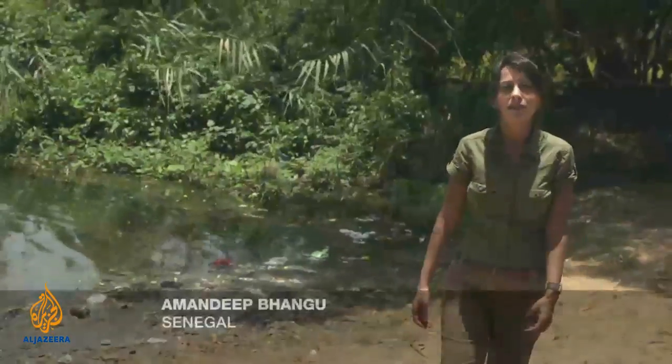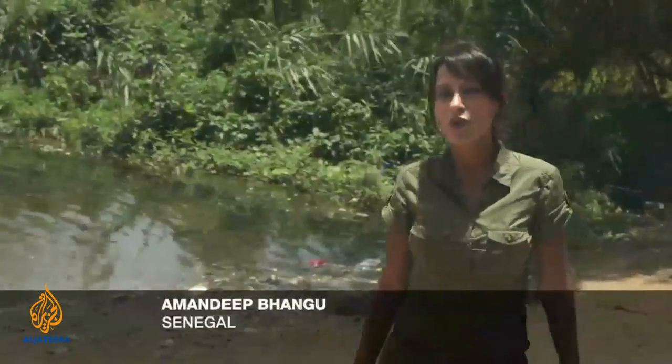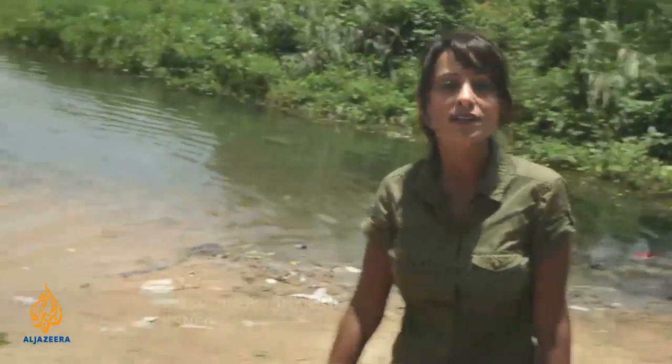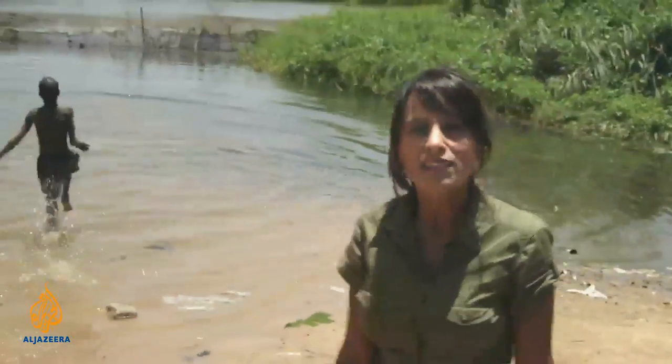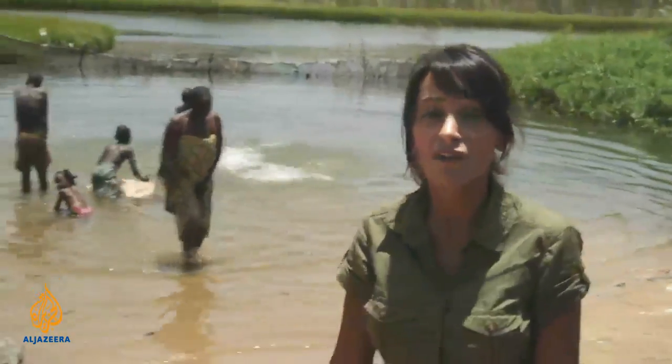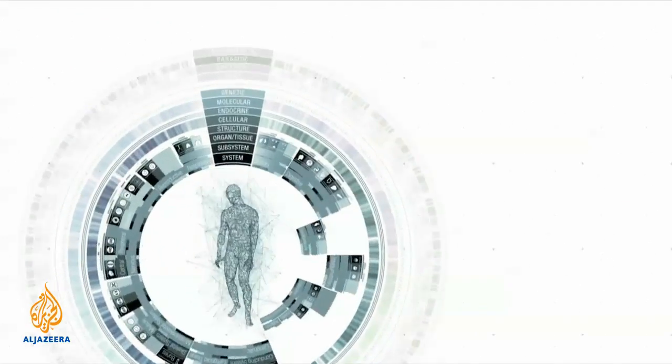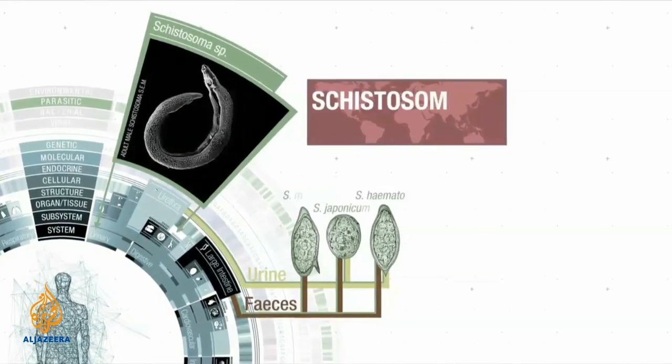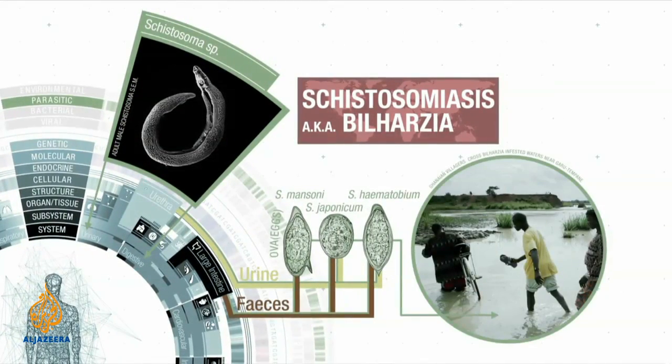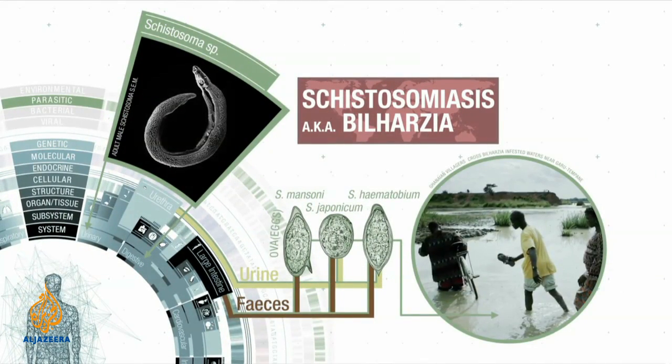Schistosomiasis, also known as bilharzia, is the second most common parasitic disease in the world after malaria. It's estimated 90% of cases occur in Africa. Schistosomiasis is caused by a trematode worm that infects people who work or play in infested water.